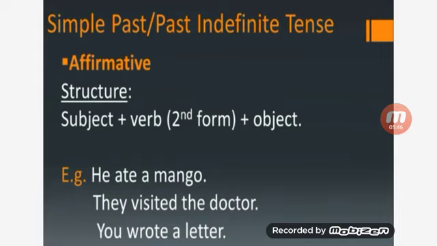There are three types of sentences in all types of tense: affirmative, negative and interrogative. So here are the same. Affirmative, and the structure is subject plus verb second form plus object. For example, he ate a mango. They visited the doctor. You wrote a letter. We have used here second form of verb.